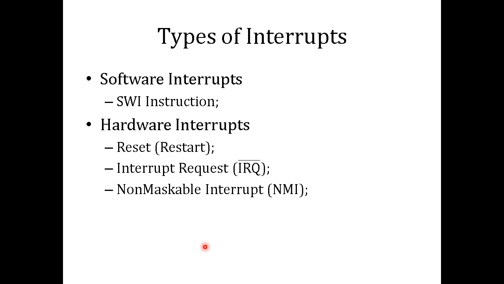As I said, there are two different types of interrupts, software and hardware. Now, in this specific lab, we'll just talk about this highlighted one, the interrupt request. This is a special type of hardware interrupt. That means this is given by hardware.